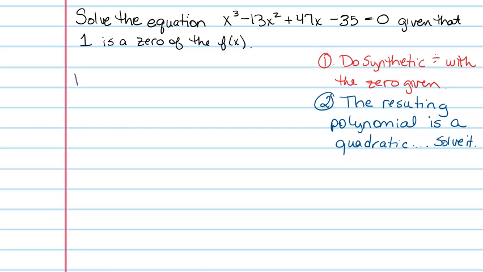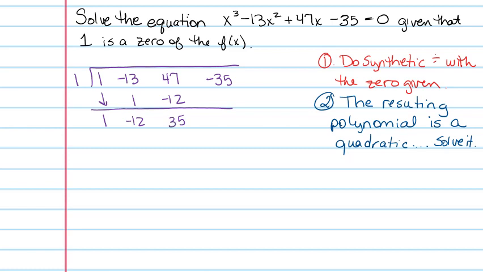So I'm going to have the 1, and then I have 1, negative 13, 47, and negative 35. Bring down the 1, and then I multiply. 1 times 1 is 1, and that gives me negative 12 when I add. 1 times negative 12 is negative 12, and I get 35 when I add, and 1 times 35 is 35, and I get a remainder of 0.